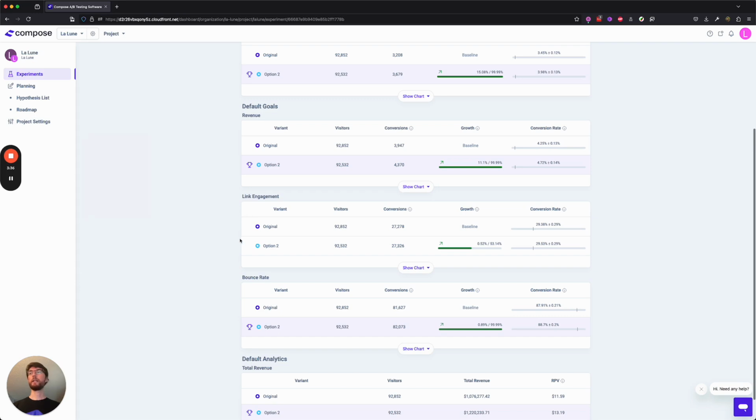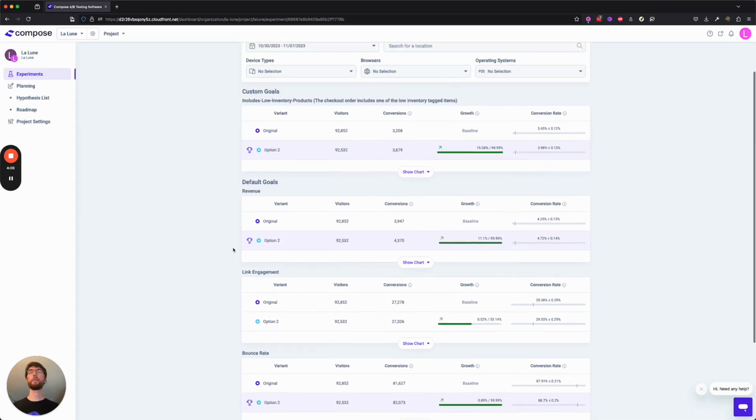You can see here the only goal that we did not hit statistical significance on is this link engagement. And here we can see a 0.5% improvement over the original with a 53% confidence. And 53% confidence is not enough for us to consider that statistically significant. So there's no winner icon here on this specific goal. But that's okay. For this test, we're primarily interested in the revenue goal and the low inventory product goal specifically.